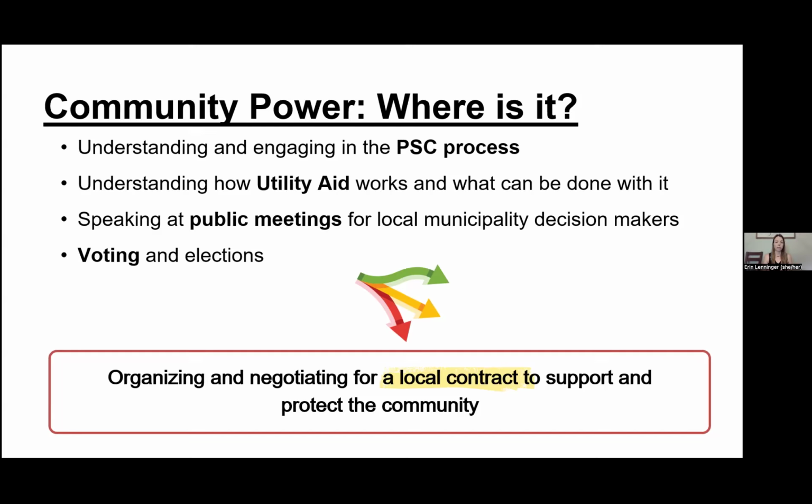Those are very important, but there are barriers. Those are not usually enough. And then of course we have power when we vote too. But what we want to talk about is using multiple pathways to protect and bring benefit to your community. And so we're going to talk about organizing and negotiating for a local contract to support your community as well.